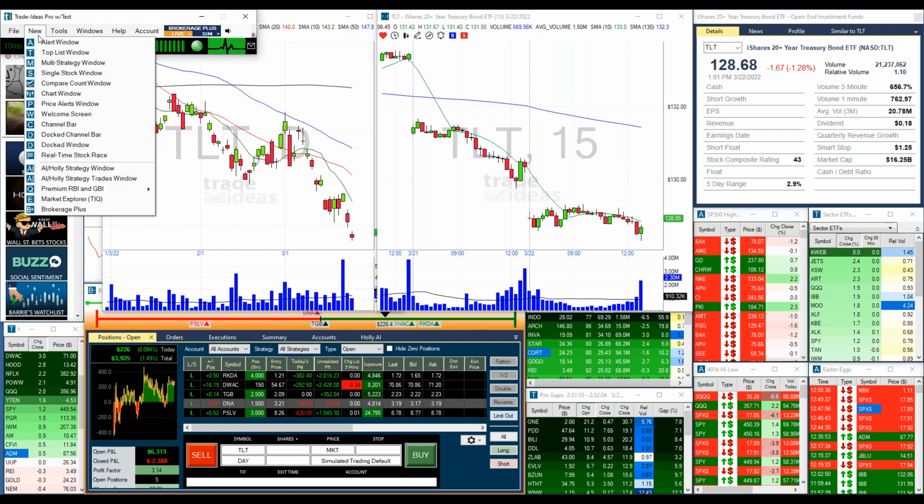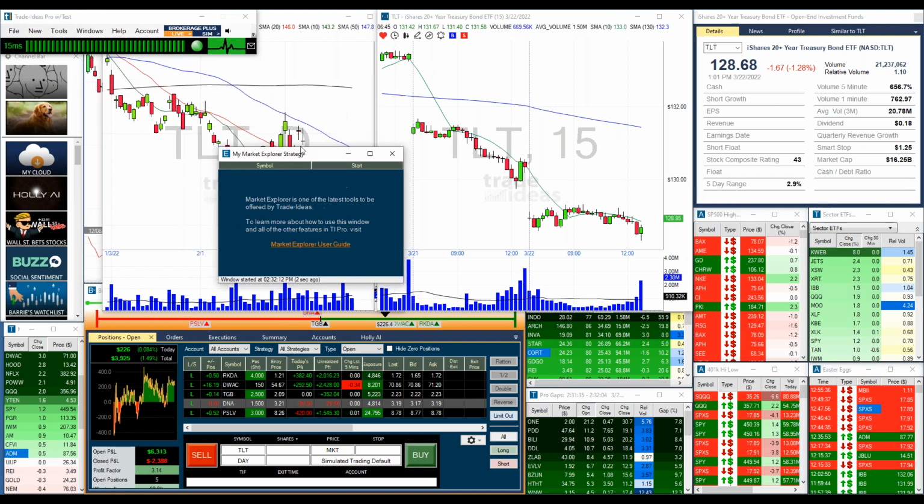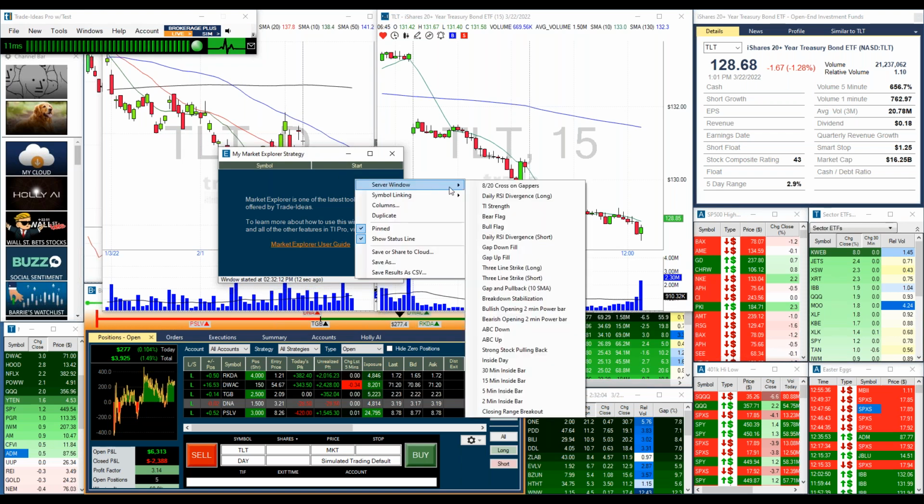Okay, for those who are not aware, it's a new feature. Under new, you go to MEE, Market Explorer. There's no configuration here, but it's been pre-built by some smart guys that are traders and know how to use math a little bit. And all you have to do is right click and access the servers. And you can see these are pre-configured strategies that you can scan for.